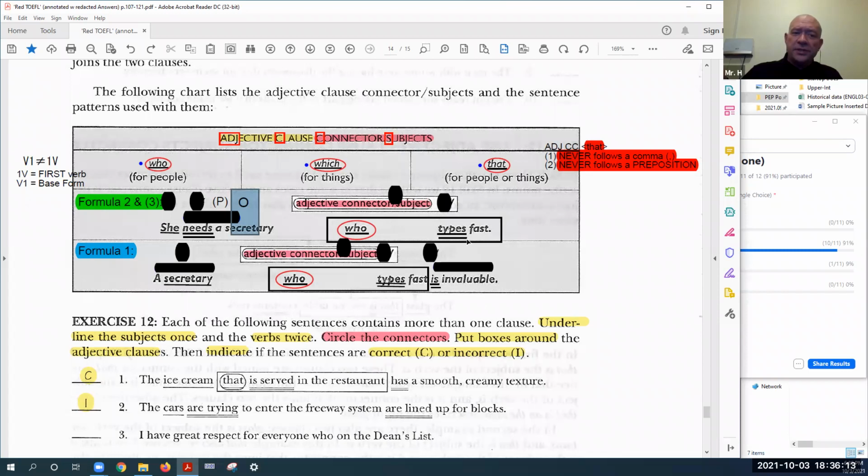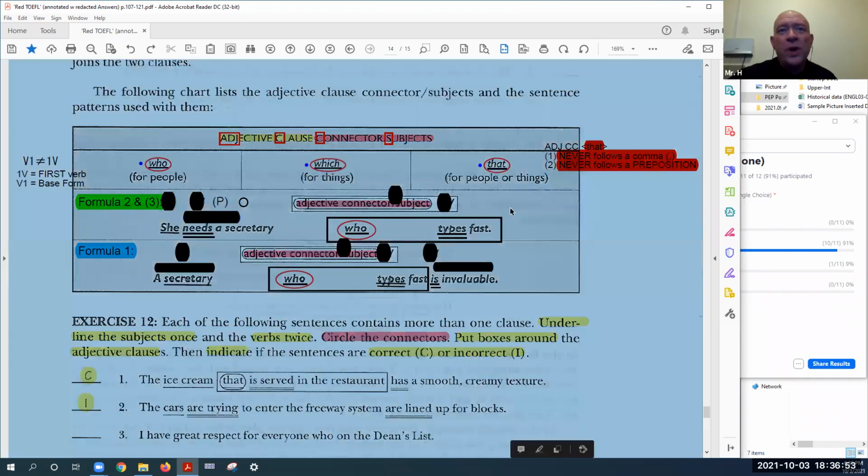Where's the second subject? You see there's a circle up here, right? Why is the second subject who? See, I put a circle around the connector and one line under the subject. So if you see both a circle and a line, it's two things: connector and subject.